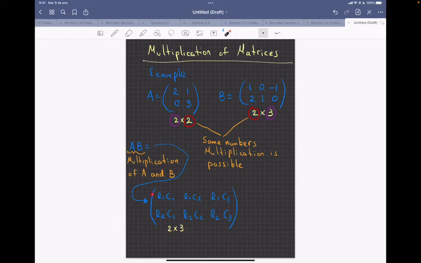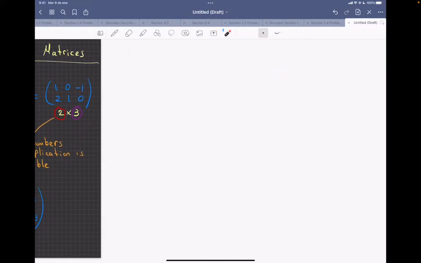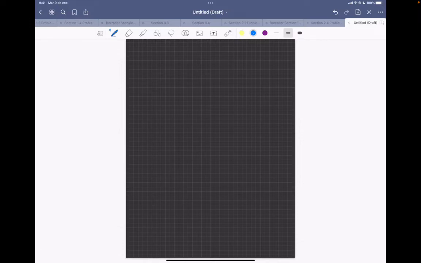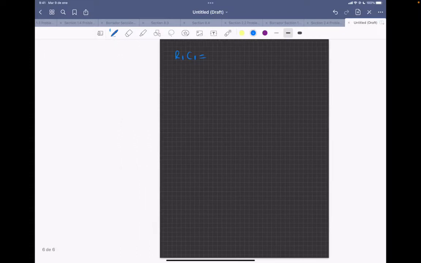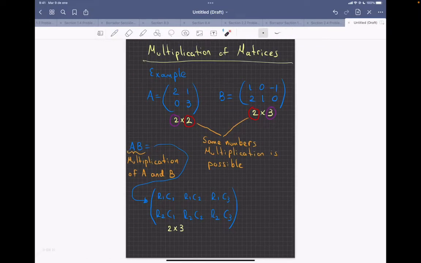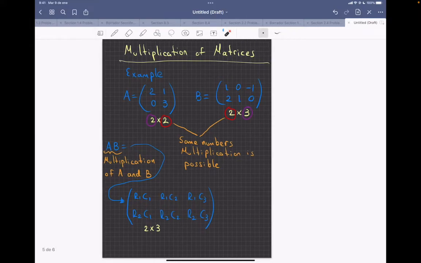Now, how to perform or how to find these entries? You will have to pay attention to the row and the column where the entry is. For example, this one is in the row 1, column 1. You will have to multiply the row 1 from the first matrix times the column 1 from the second matrix. Always this makes reference to row, the first matrix, column, the second matrix. Row 1, column 1.